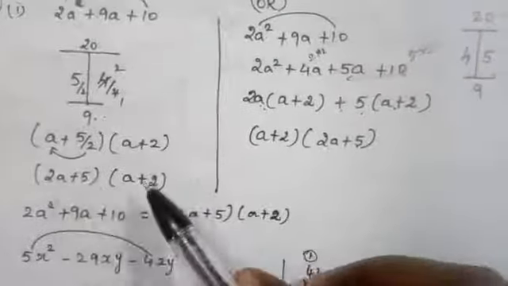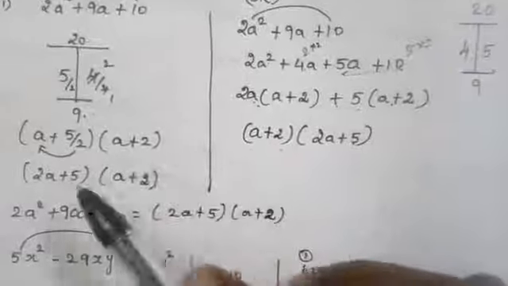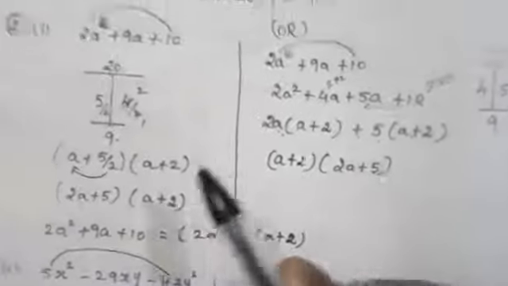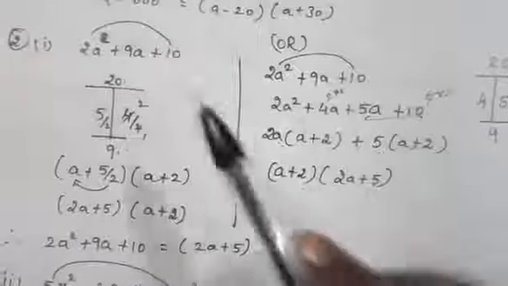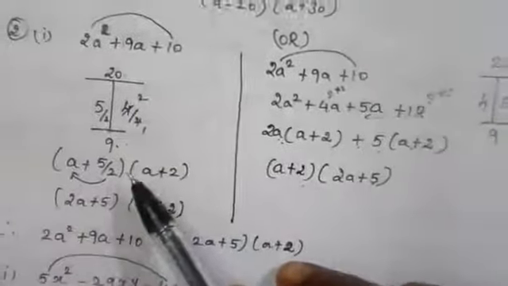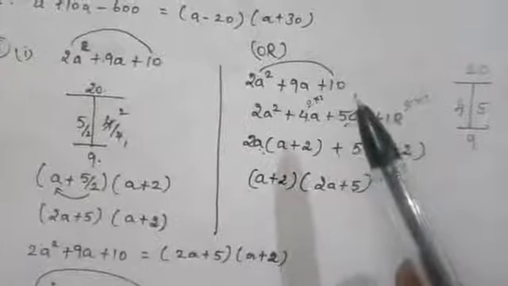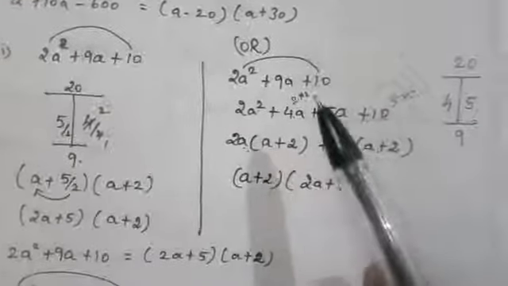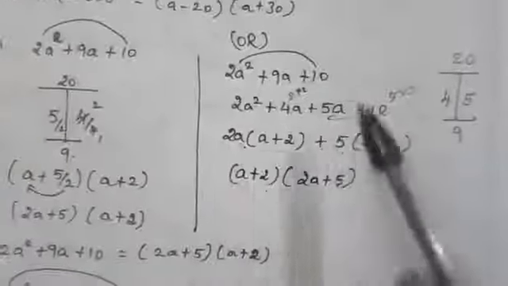Now you check that the factors are the same: a plus 2, a plus 2; 2a plus 5, 2a plus 5. You can follow any method. Where a single variable is used, you can use this method. Suppose some problems have two variables, at that time we will use this method.